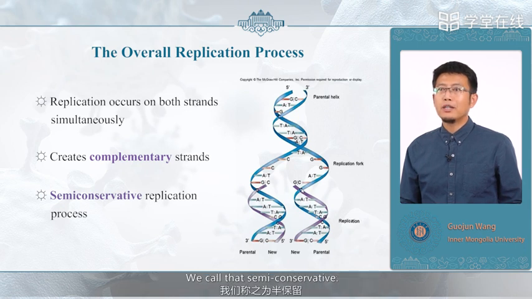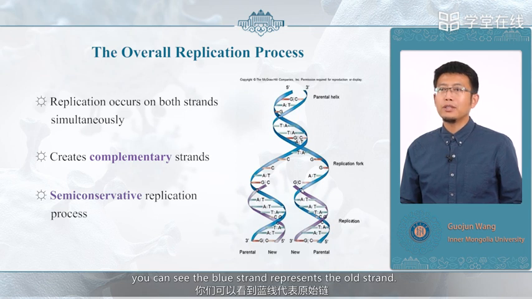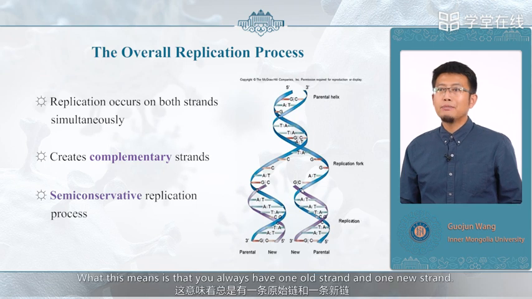We call that semi-conservative. So the idea is, if you look at this diagram over here, you can see the blue strand represents the old strand. The purple represents the new strand. This is how it's built. This is a semi-conservative process. What this means is that you always have one old strand and one new strand.